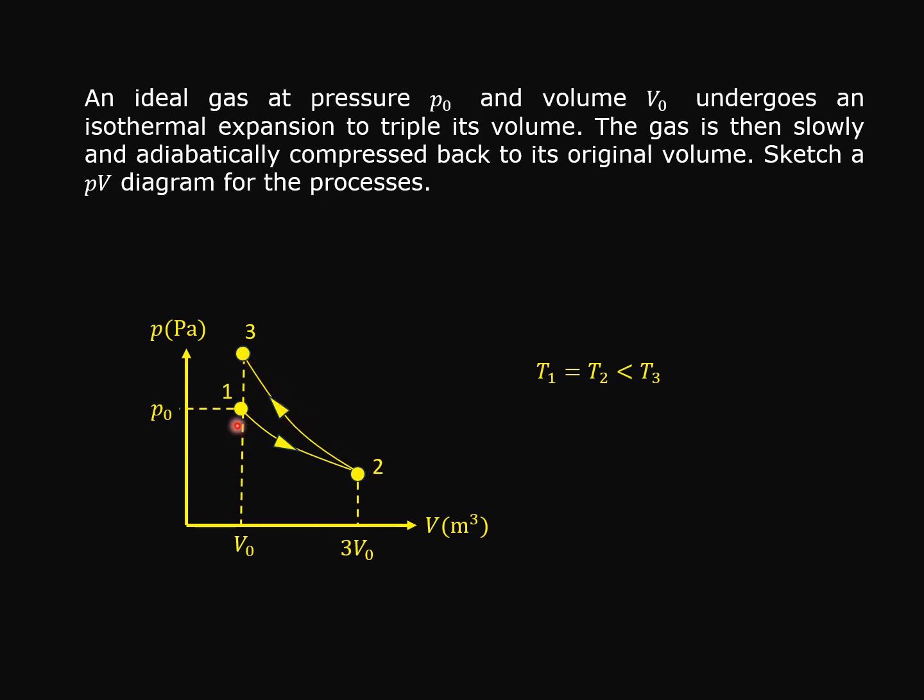But in this process, the temperature of the gas has to increase. That means the temperatures T1 and T2 are the same because they are on the same isotherm in the isothermal process. And from 2 to 3, which is the adiabatic compression, the temperature has to increase. So we have T1 the same as T2, but they are less than the temperature at state number 3.